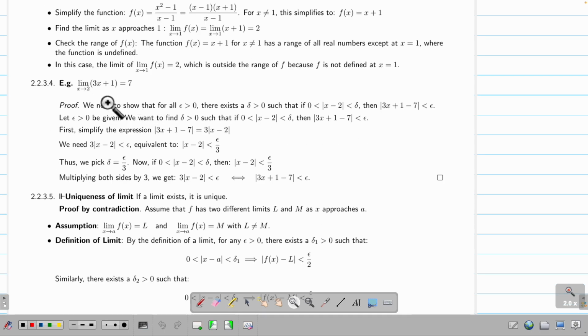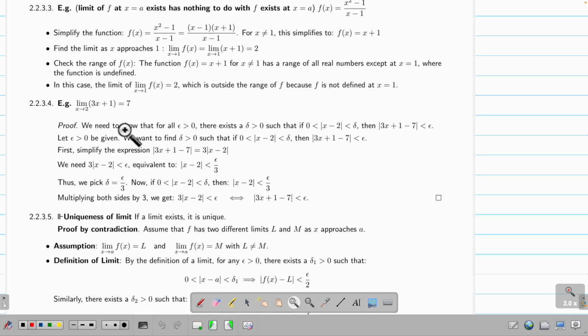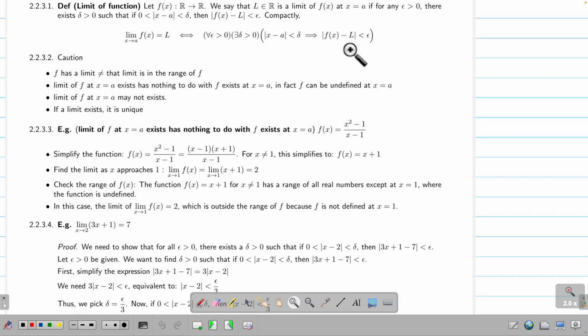So what's my A? A is 2. So that's why I have x minus 2 here. And then what's my claim? My claim is |f(x) minus L| smaller than epsilon. I said work from the backward. So my f(x) is what? 3x plus 1. L is what? My L is 7. So I need this.